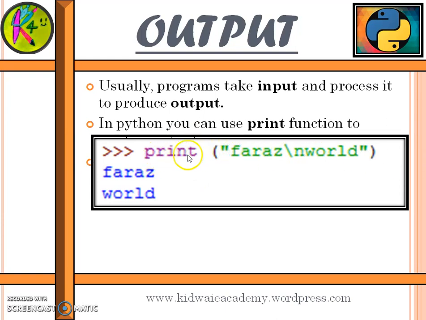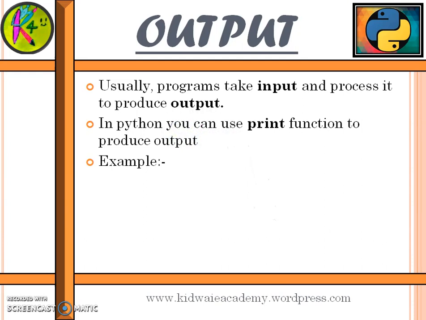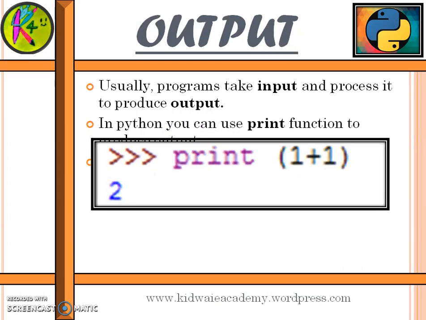So you see, using the print function I have produced an output. You can similarly perform a calculation and produce an output using the print function. So you see, print 1 plus 1 equals 2. This is an example of producing output with the print function.